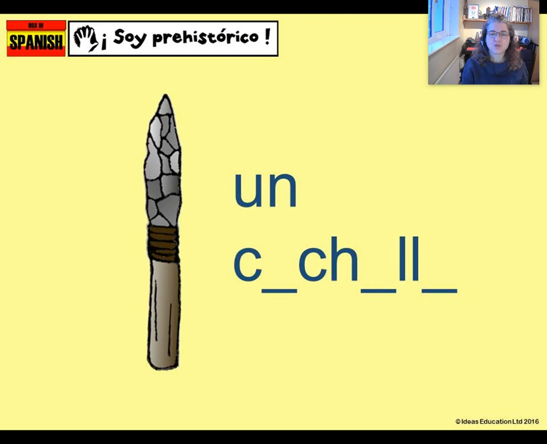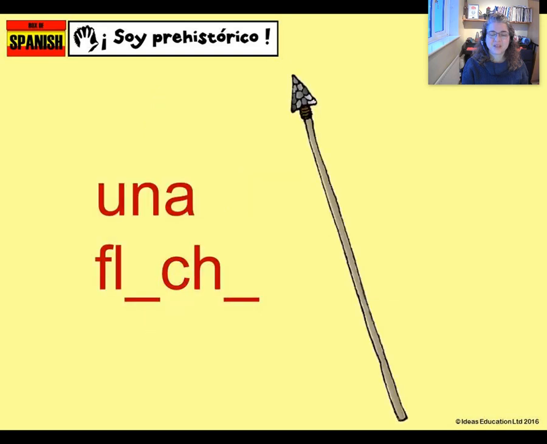Let's see which ones you've got. Un cuchillo. And how about this one? Una flecha. Una flecha.